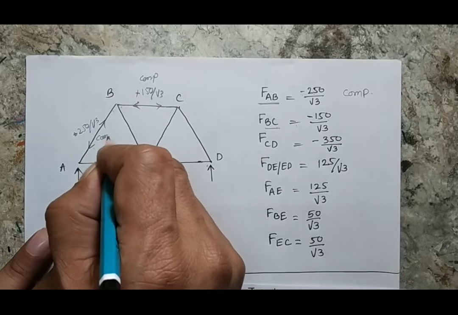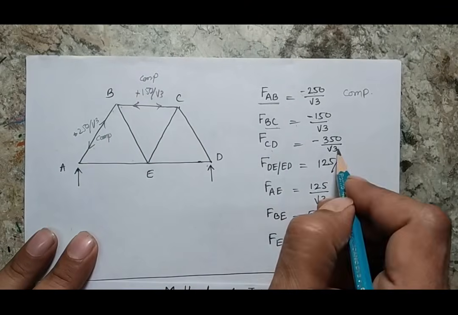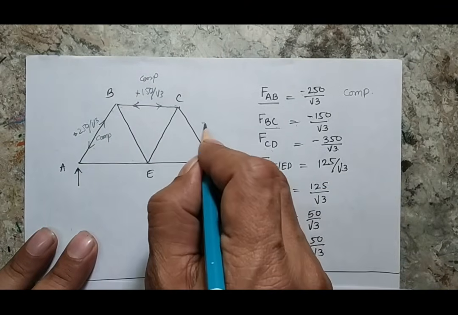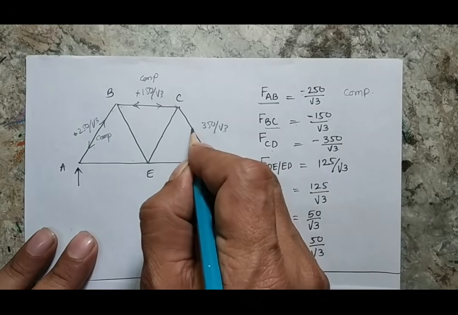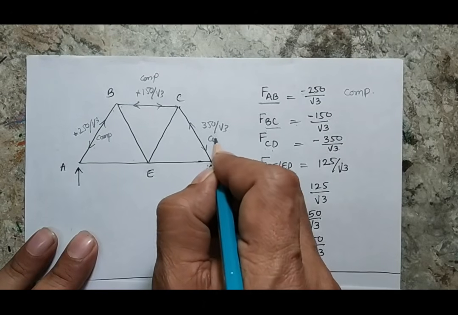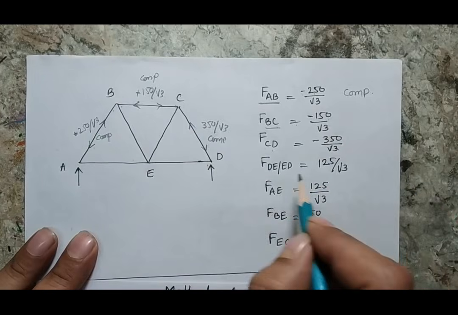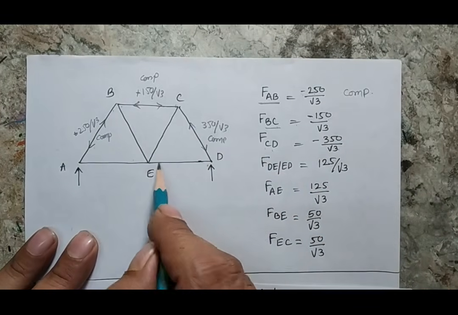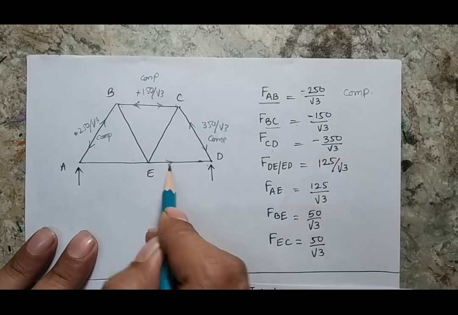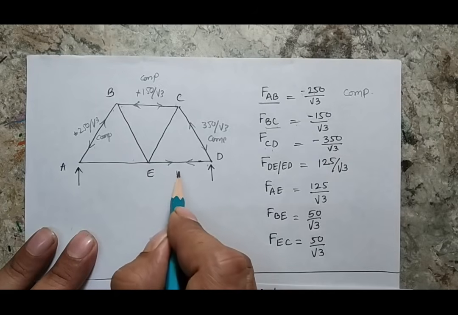This is also my compressive force. CD is also negative, and it comes out 350 by root 3. Here also it is compressive. Now force DE is here, and it is of tensile nature. That means the arrow will show this way, 125 by root 3, and the force nature is tensile.